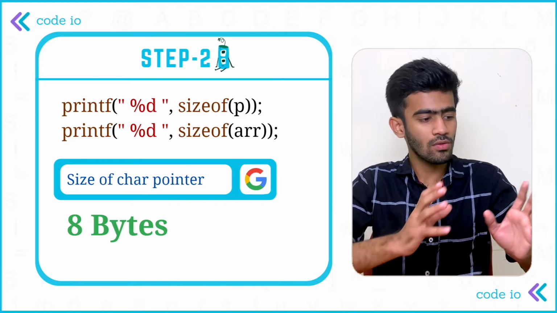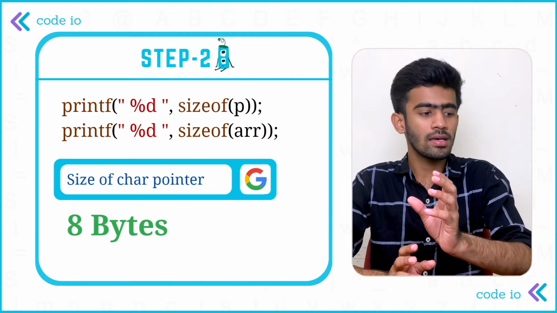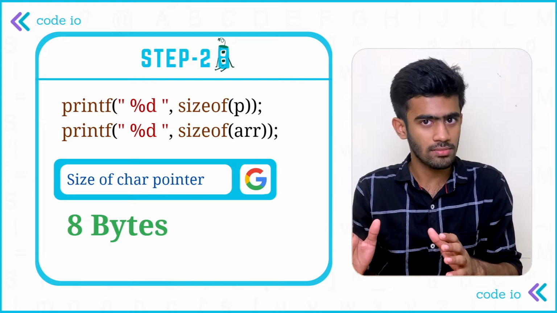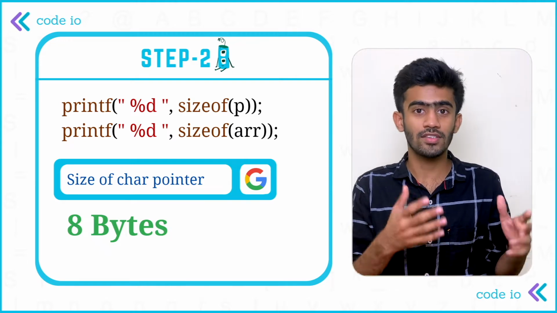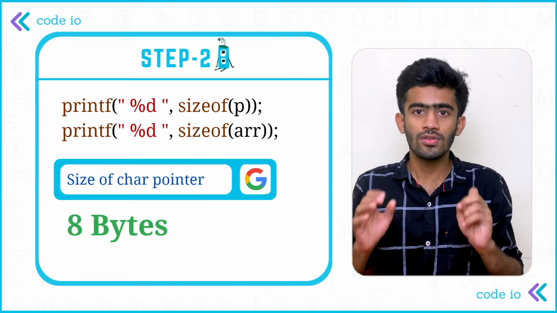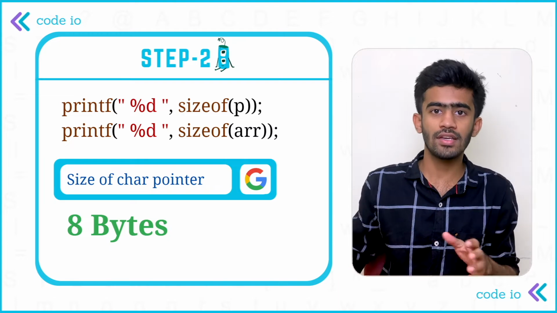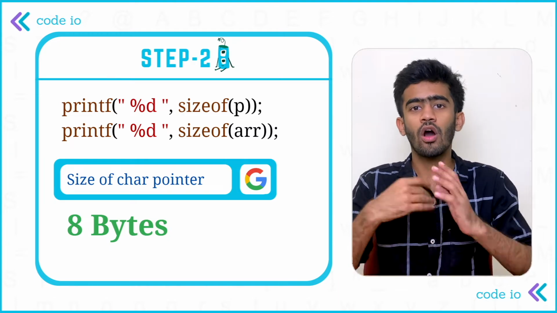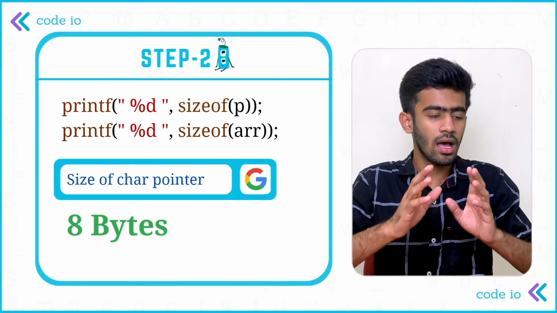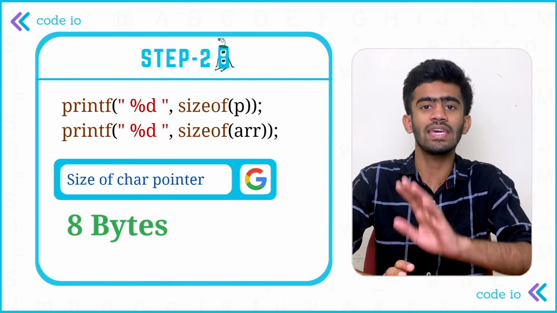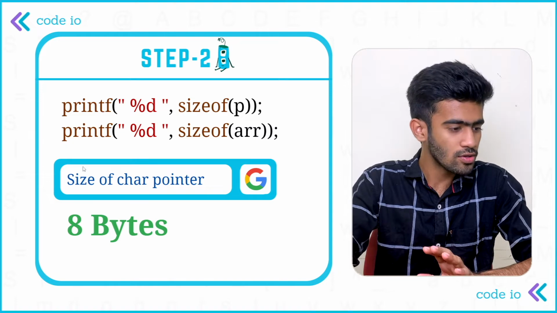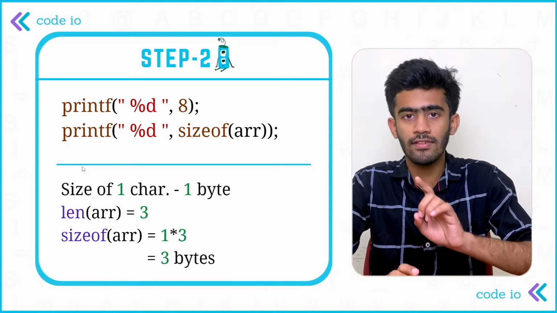But essentially what happens here is p is being stored as a character pointer, right? So the size of a character pointer, when googled, is found to be 8 bytes. So no matter what the size of this array is, no matter how many values this array stores, the size of p, that is the character pointer, is going to be 8 bytes and it's fixed. So the first statement is going to give us 8.